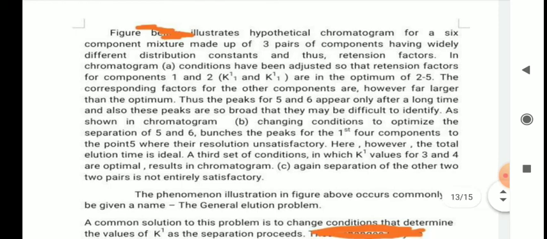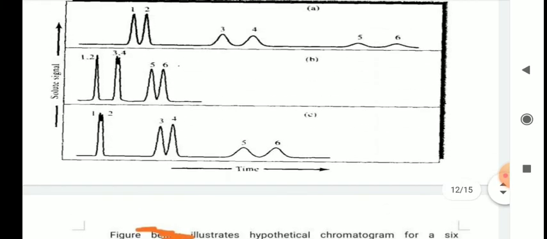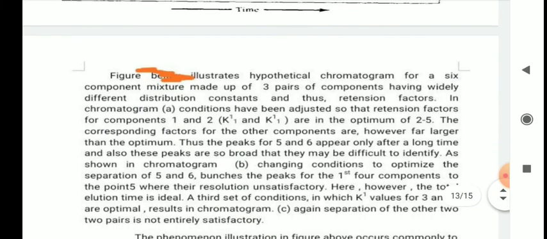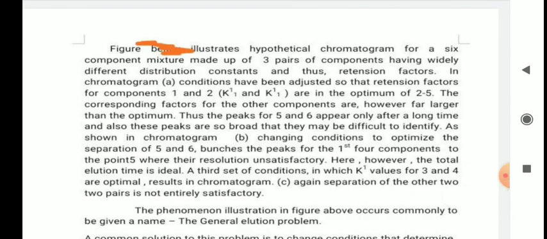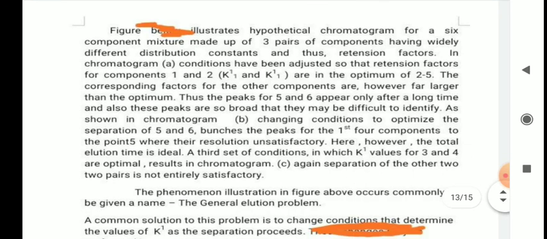In B, changing conditions to optimize the separation of 5 and 6 bunches the peaks for the first 4 components. In chromatogram B, the first 4 peaks are together. As you can see in B, the first 4 are together, and 5 and 6 are well separated. Changing conditions to optimize separation of 5 and 6 bunches the peaks for the first 4 components to the point where their resolutions are unsatisfactory. Here, however, the total elution time is ideal.